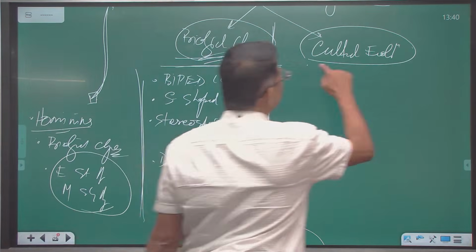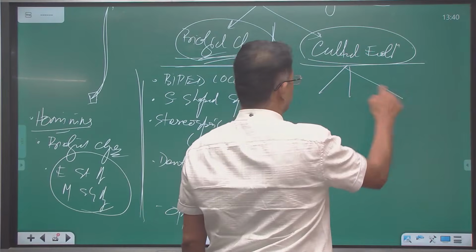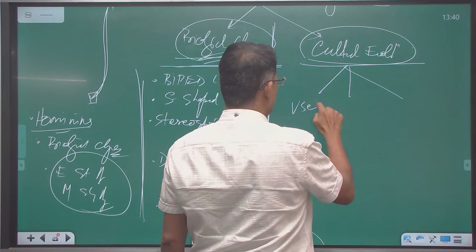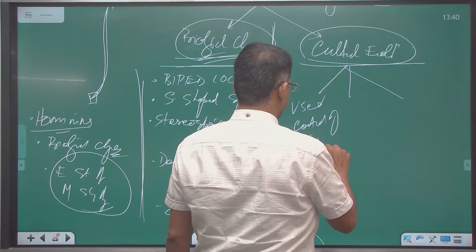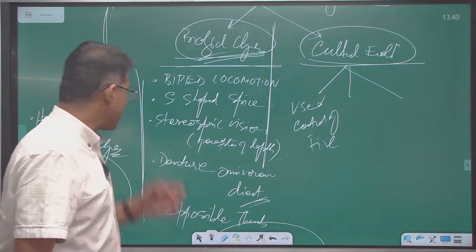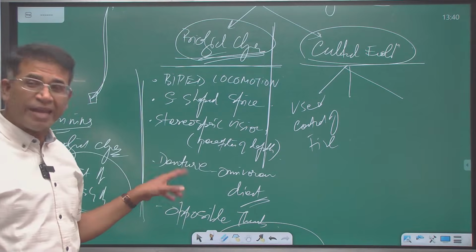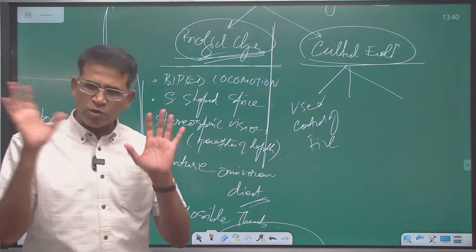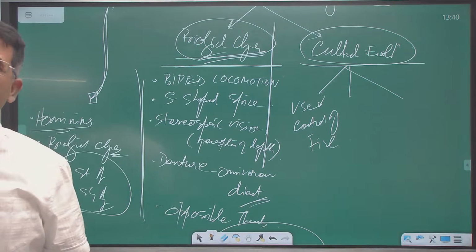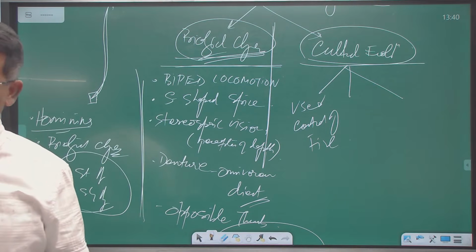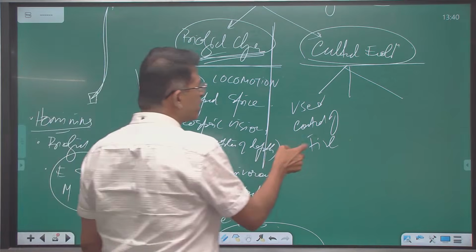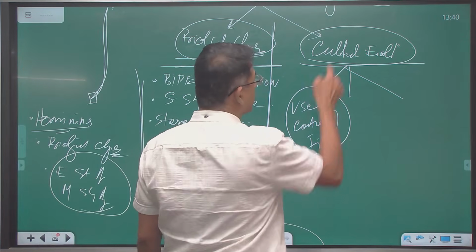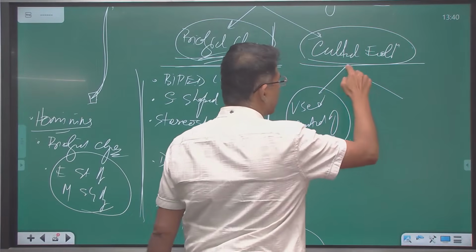The cultural evolution is the use and control of fire. Because fire was known before. By the time you hit Homo erectus, the fire part was known. But man now kind of controls fire. I can light it when I need to light it. So I am controlling fire. This is a very important part of culture.